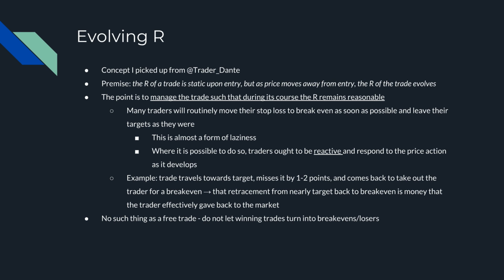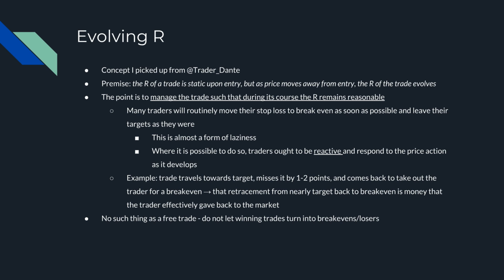Now, an example of where evolving R might be useful, or why it's a useful concept, is the following, and we'll look at a chart in a second. A trade travels towards target, misses it by 1 or 2 points, and then comes back to take out the trader for break even. Okay, just think about that. That retracement from pretty much the target all the way back to break even is money that the trader effectively gave back to the market. This comes back to there's no such thing as a free trade.